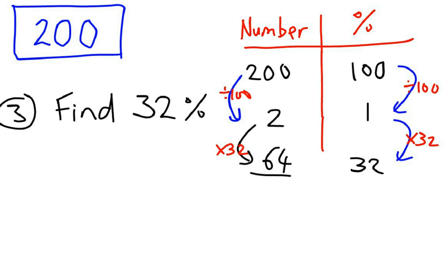So let's just make that answer nice and clear. Always make your answer clear. Okay, so 32% of 200 is 64. Okay, so we've gone through an example of question 1, question 2, question 3, and they get progressively more difficult. I'm going to give you a different number now, not 200, and I'd like you to pause the video and have a go at finding the 3 percentages I'm asking for.